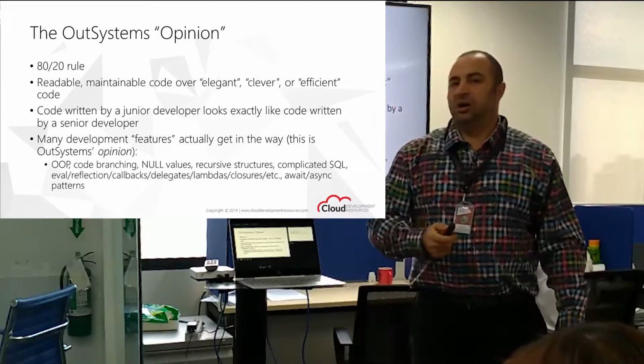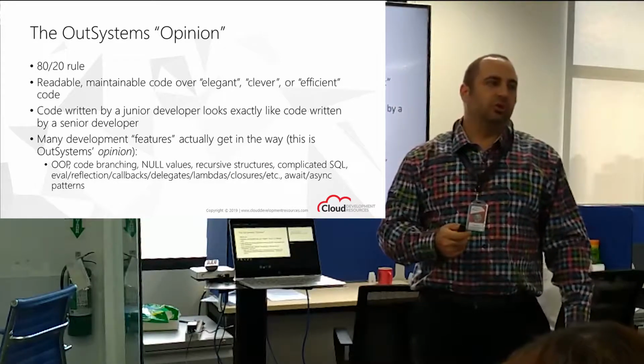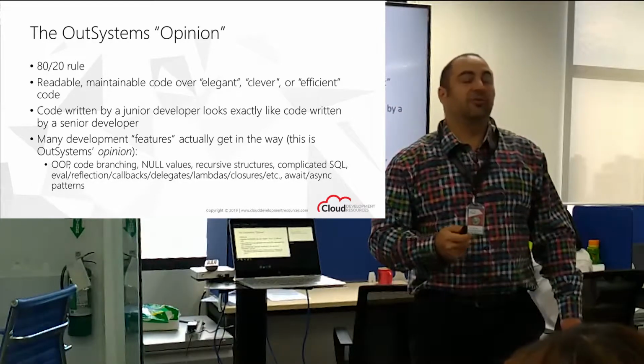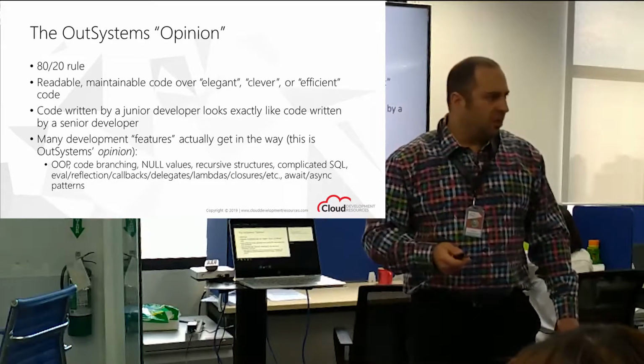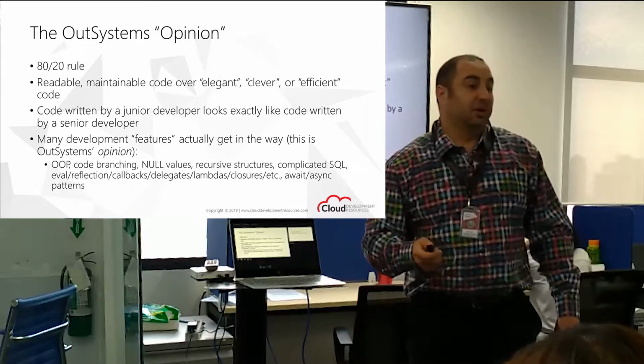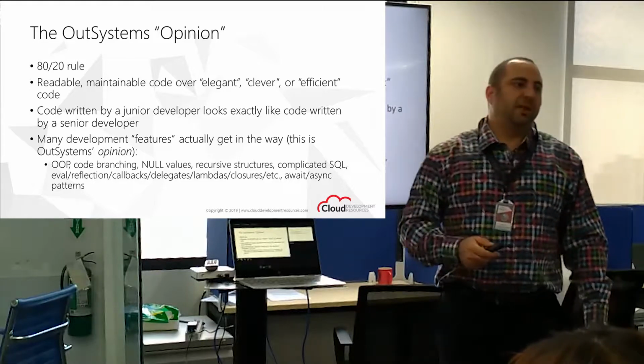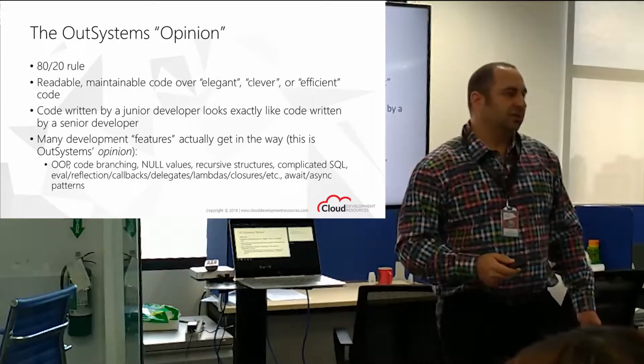Code branching. Version control is something that we're all used to. OutSystems says no version control, no branching in our version control. And we say, why? I can explain why. Null values. People who do a lot of work with databases or who are used to doing certain tricks love null values.